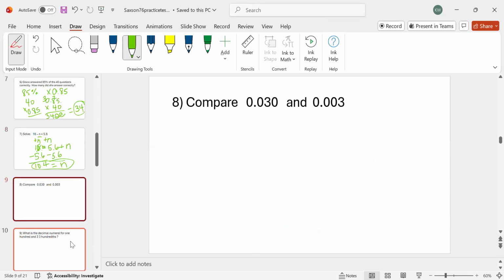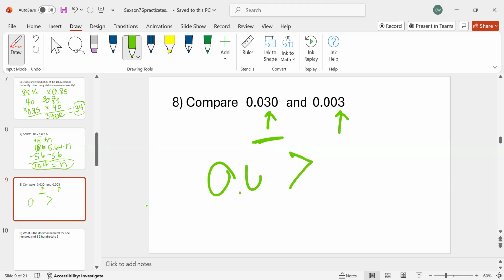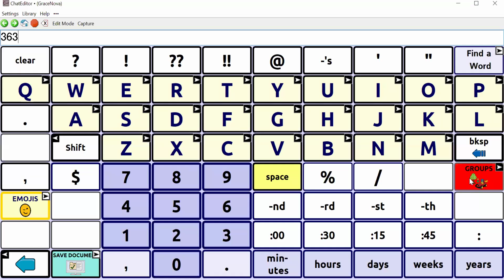We need to compare 0.030 and 0.003. Well, we see that this is in the hundredths place, and this is in the thousandths place. So that means that the one here is going to be bigger. So we would put a greater than sign between 0.03 and 0.003. We can also answer that on the talker by going to the math pages.